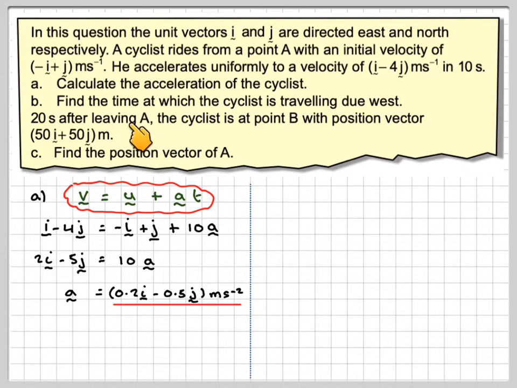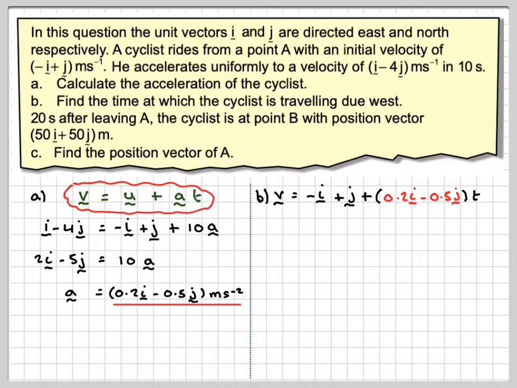Now we need to find the time at which the cyclist is travelling due west. So at any time, the velocity is -i + j plus our acceleration, 0.2i - 0.5j, times t. That's from the formula v = u + at. So this gives me the velocity vector at any time t.